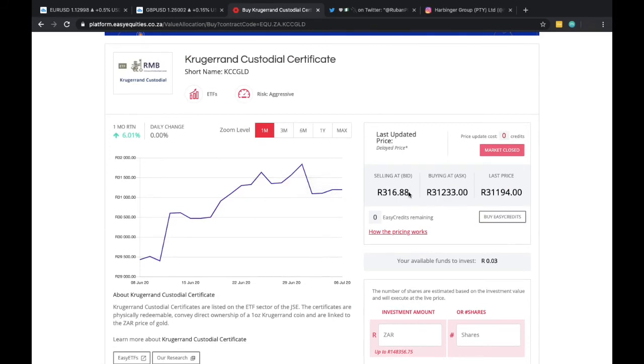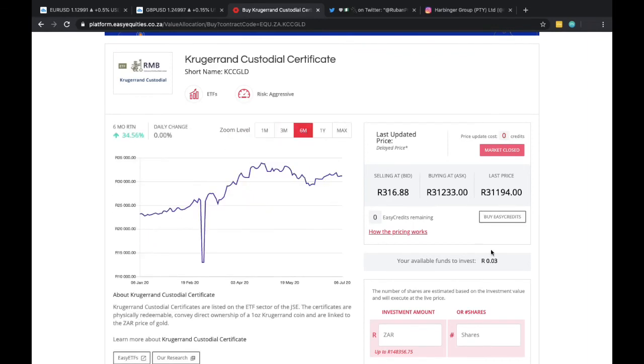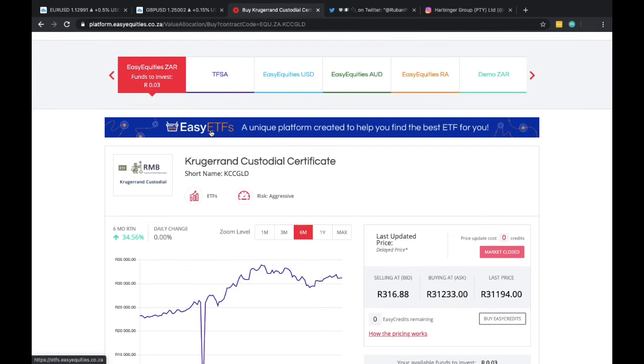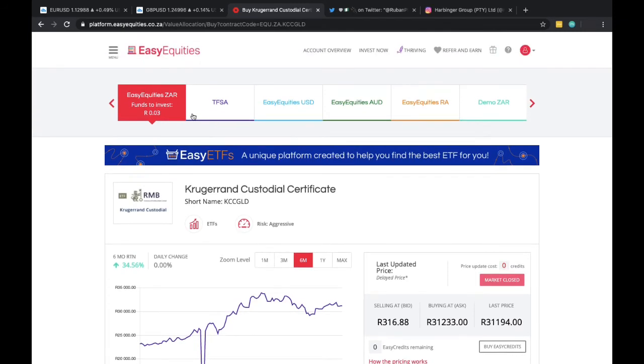There seems to be an error with the pricing on here, selling at 316 Rand but buying at 31,000 Rand. So always do look at what you are purchasing here. If you go to February, March, Kruger Rand was at 12,000 or 13,000 Rand. It's now at a 31,000 Rand mark, so it has almost doubled your money, or easily doubled your money. So look at the Kruger Custodial Certificate, and also look at Kumba Iron Ore if you're willing to invest in something with the letter K.